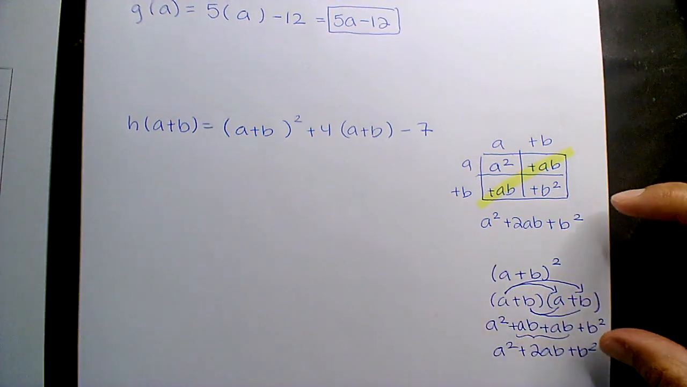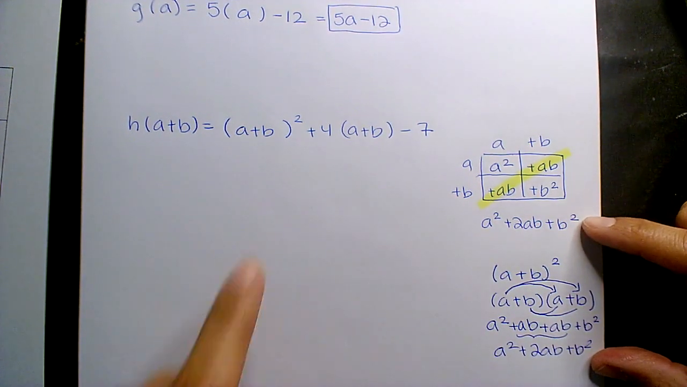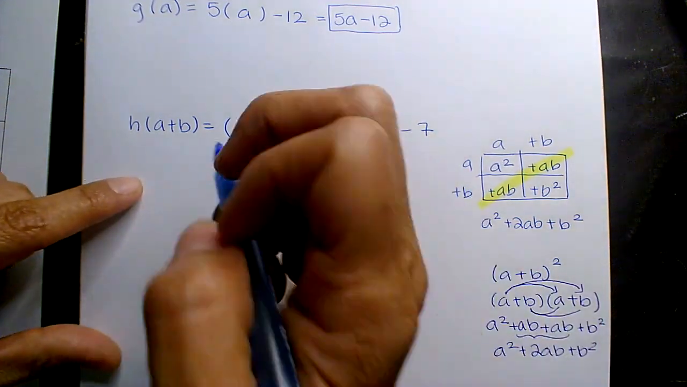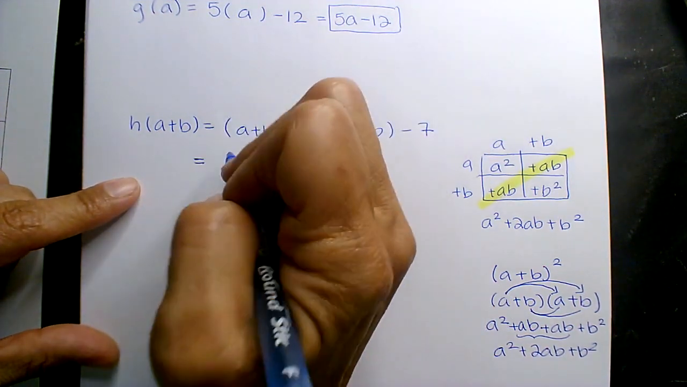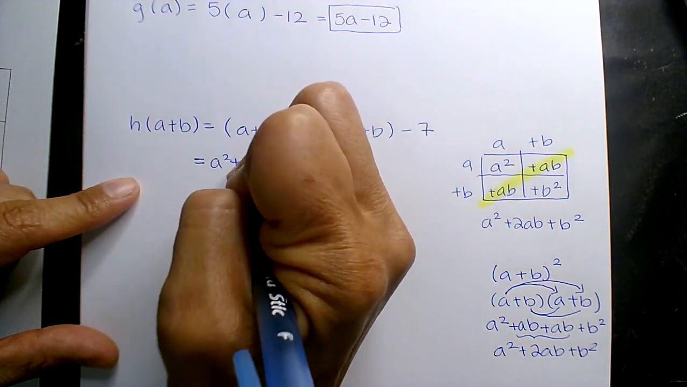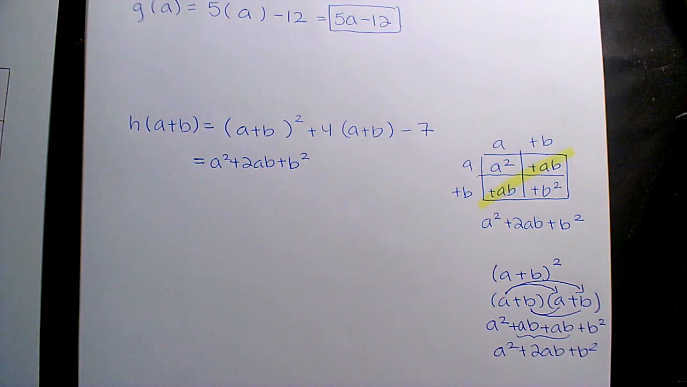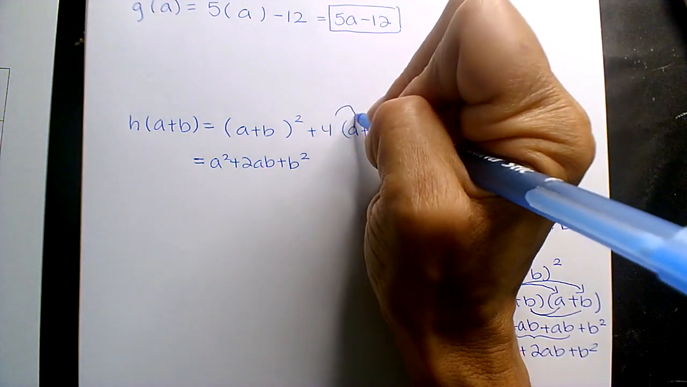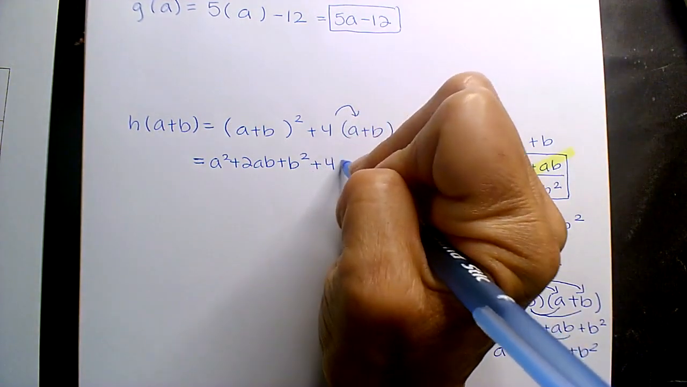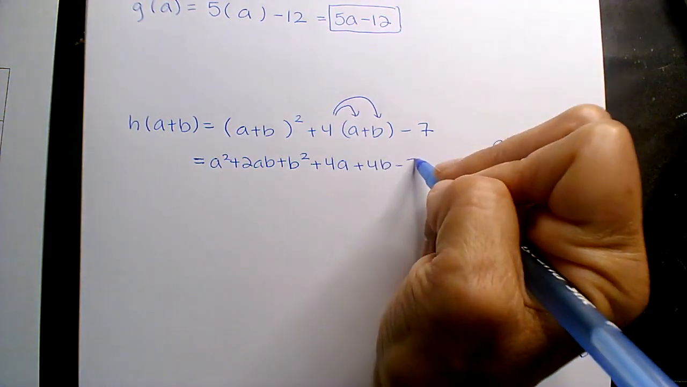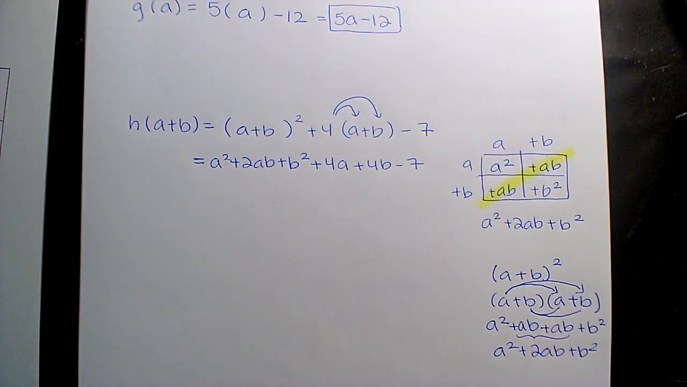Okay, so look. I have to write this trinomial expansion. That just took the place here. That didn't do anything here. So if I expand this out, it's a squared plus 2ab plus b squared. And now I have to distribute. So 4 times a is 4a, 4 times b is 4b, and then minus 7 I just bring down. And so now we're just going to clean everything up.